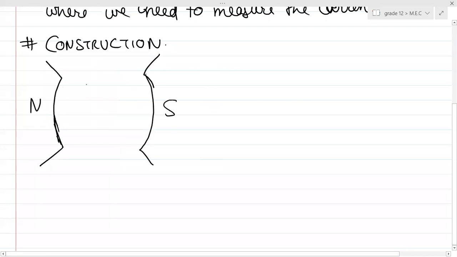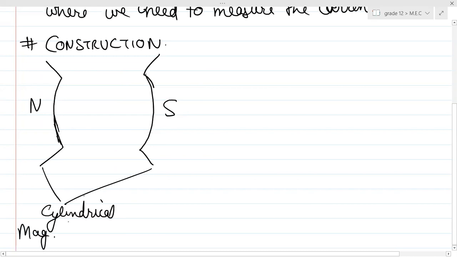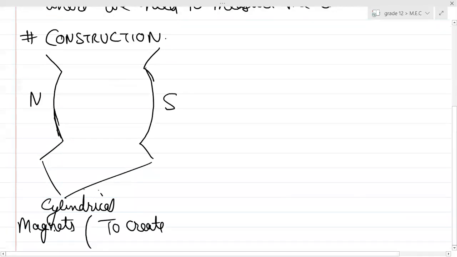These are two magnets. Can you see? These are two cylindrical magnets, or whatever you want. I think let's name them cylindrical. These are your cylindrical magnets. What is the purpose of using the cylindrical magnets? To create a radial magnetic field. What is the importance of this radial magnetic field? We'll talk about it later.